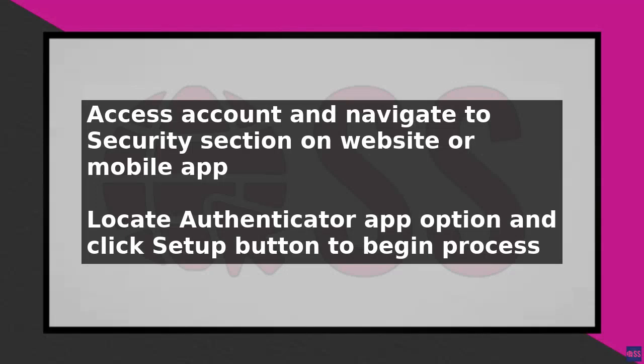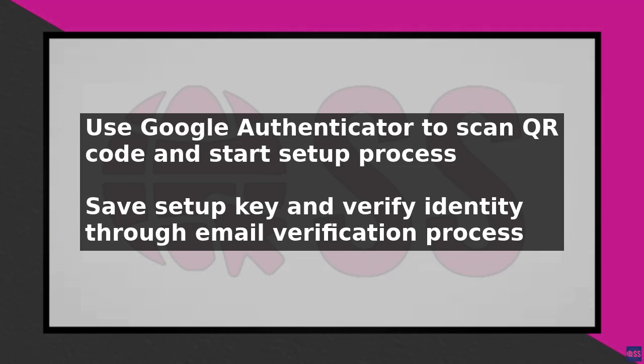To add an extra layer of security to your account, you can link Google Authenticator to your profile. The first step is to access your account and navigate to the security section, which can be done on either the website or the mobile app. Once in the security section, locate the Authenticator app option and click on the Setup button next to it.